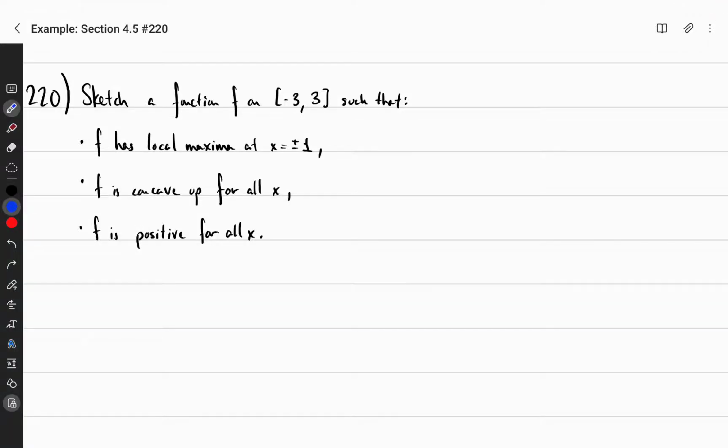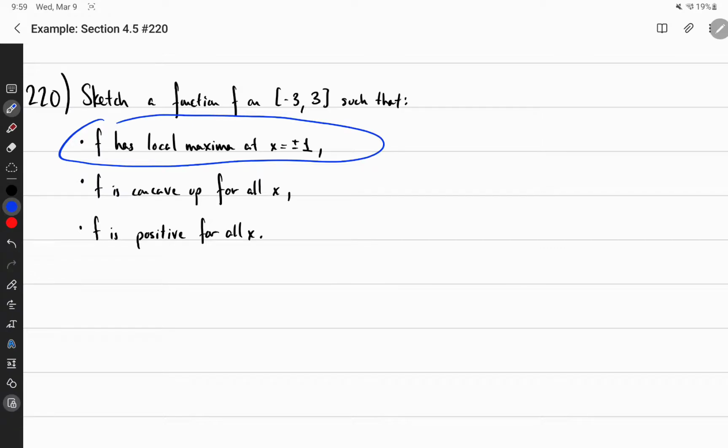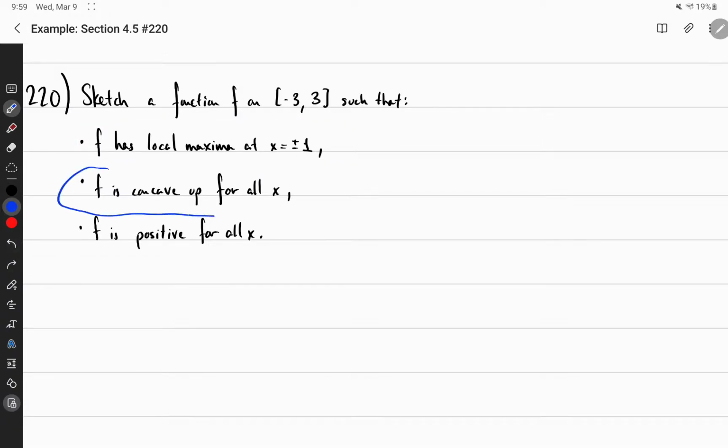Hello, Math 10a. Today we'll be working an example from section 4.5 of the textbook, and this is problem number 220. So the problem asks you to sketch a function, we'll call it f, on the interval from -3 to 3 with the following three properties. Firstly, f has local maxima at the x-coordinates plus and minus 1. The second is that f has to be concave up for all x. And the third condition is that f should be positive for all x.